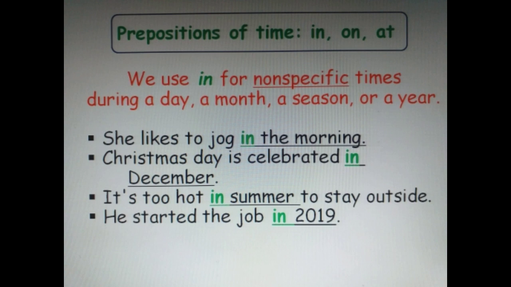It's too hot in summer to stay outside. So we use the preposition in plus summer, which is a season. In summer. Next sentence. He started a job in 2019. So in plus a year, which is 2019, in 2019. So in these examples, we use in for non-specific times during a day, a month, a season, or a year.